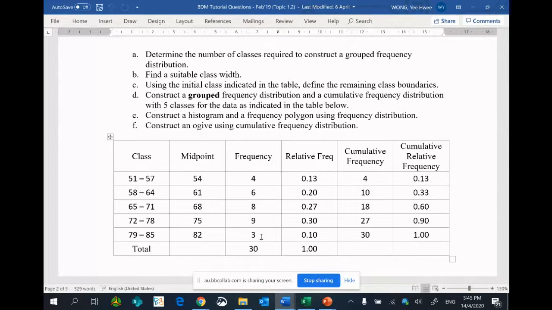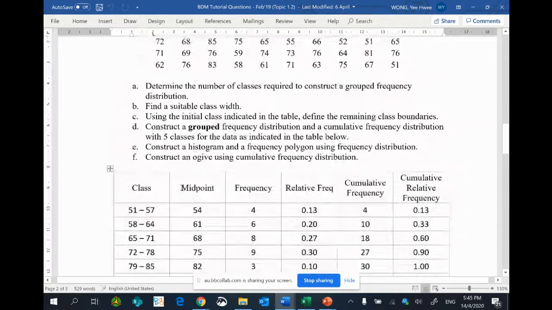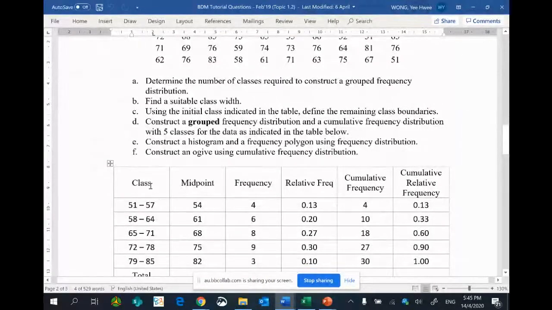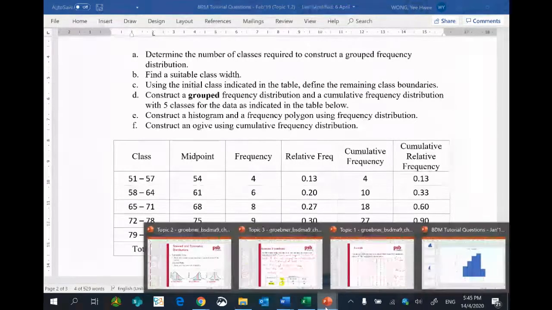What is on the x-axis and what is on the y-axis? The x-axis basically is the class, but you don't label it as class. What is the story about? The story is the number of points scored. Okay, online game, number of points. Right, so that is the x-axis label. And what will be the y-axis label? This will be the frequency. Okay, so I'm going to show you the answer for the histogram, for the polygon, and for the ogive. Just check against your working.